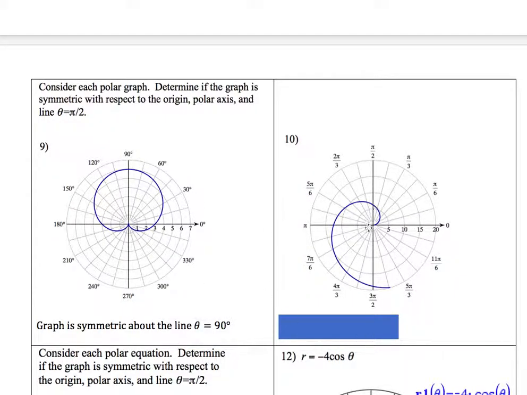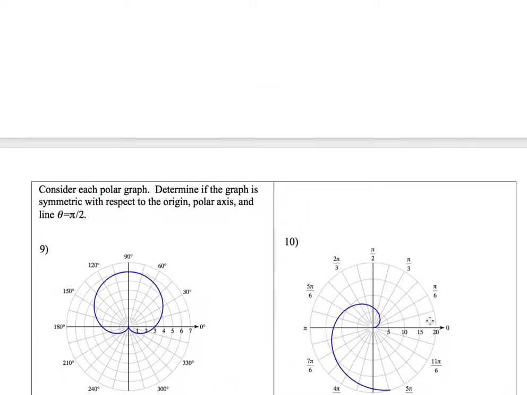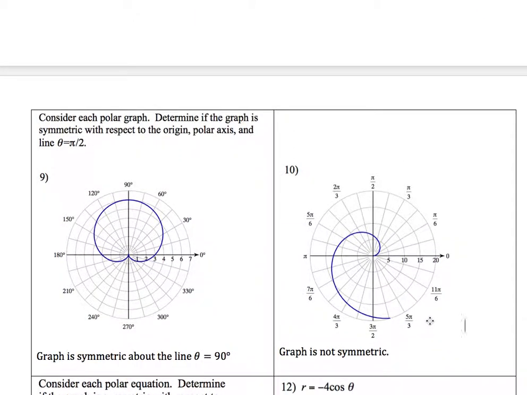This one is kind of a trick question. They don't tell you that there's an option to not be symmetric at all, but hopefully you guys have seen graphs in the past that have no symmetry. So this graph has no symmetry.